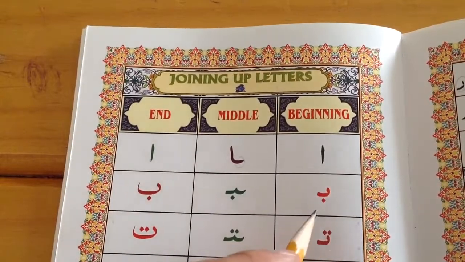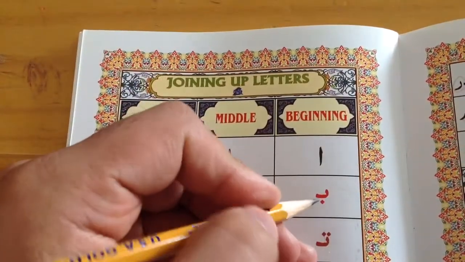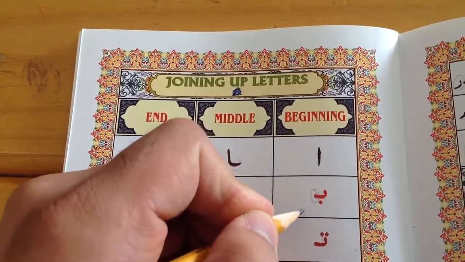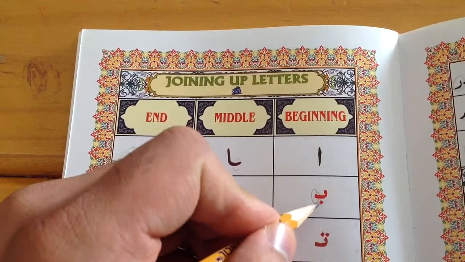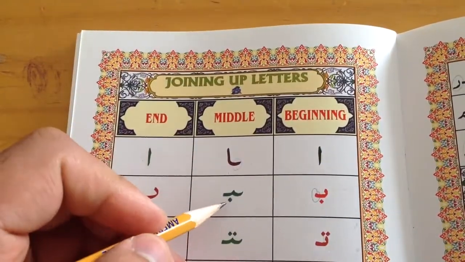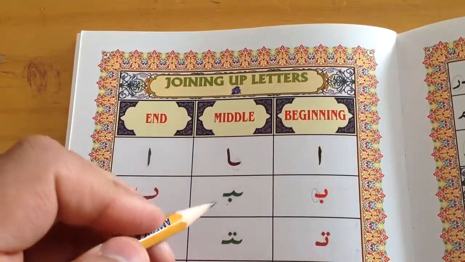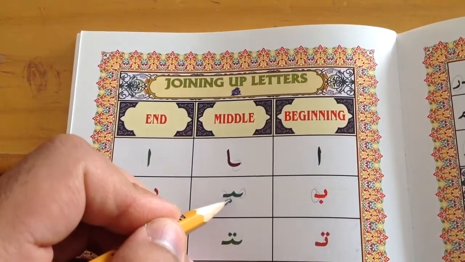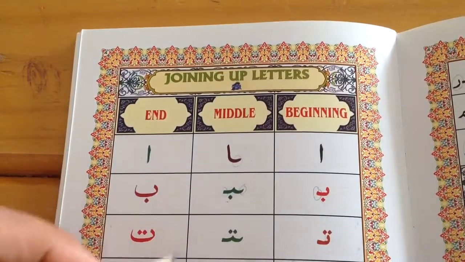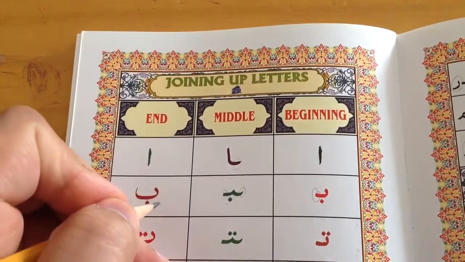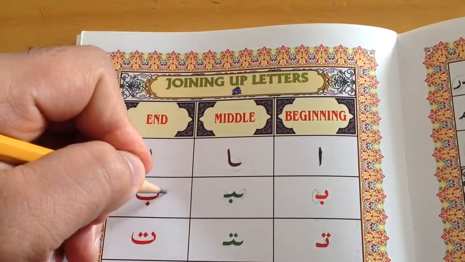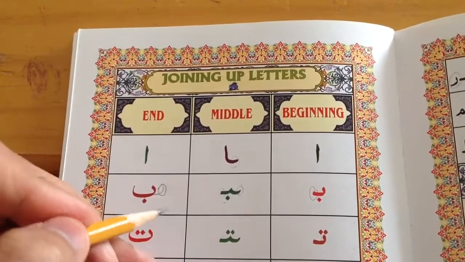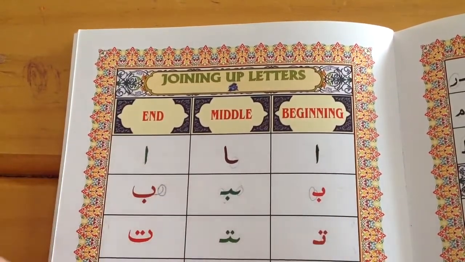Ba. When ba is in the beginning of a word, it has one tail which joins to the letter after it. When ba is in the middle, it has two tails. It joins with the letter before it, and it also joins to the letter after it. Here they made a mistake. This should be a tail right here. When ba is at the end of a word, it has a tail which joins to the letter before it.